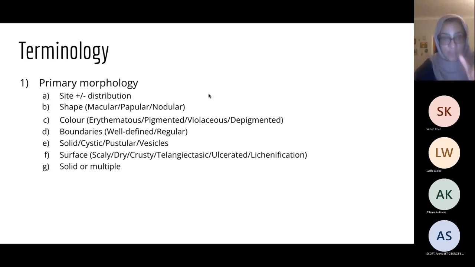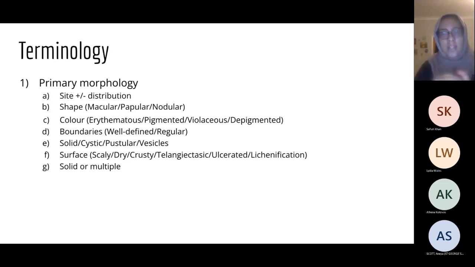That is different to vesicles or pustules, which are also raised lesions, but they're not solid. Vesicles contain fluid-like substances, and pustules will contain pus. A vesicle, just as a side note, is essentially a type of blister. So just imagine a blister that's small.